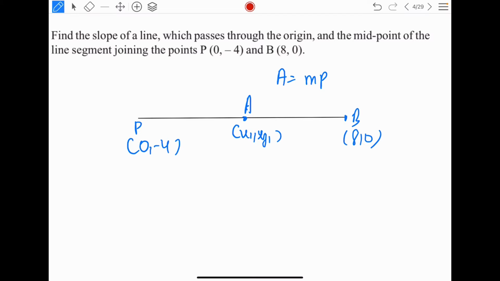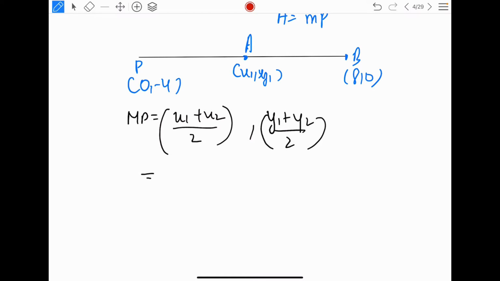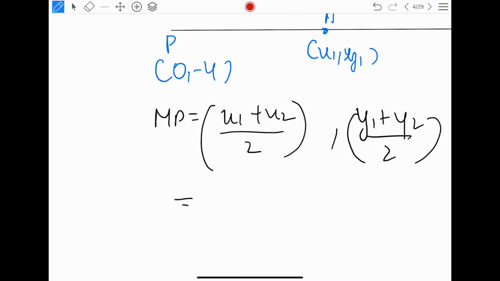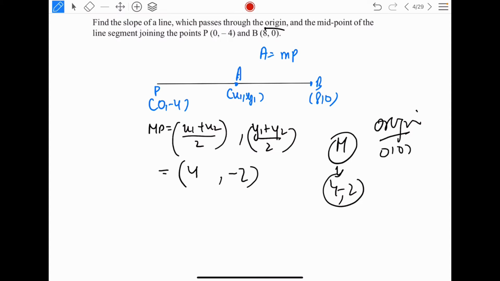Now in coordinate geometry we discussed the formula of the midpoint of a line: x1 plus x2 by 2 is your x coordinate, comma y1 plus y2 by 2 is your y coordinate. So let's find the midpoint here. x1 plus x2 will be 8 plus 0, that is 8 by 2, which is 4. y1 plus y2 is 0 plus minus 4, that is minus 4 by 2, that is minus 2. So the midpoint of the line here is 4 comma minus 2. And the other point which is given is the origin, 0 comma 0.